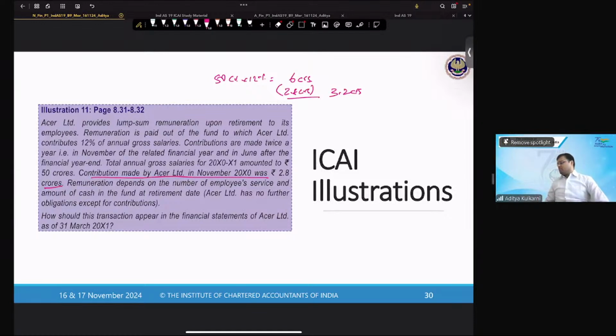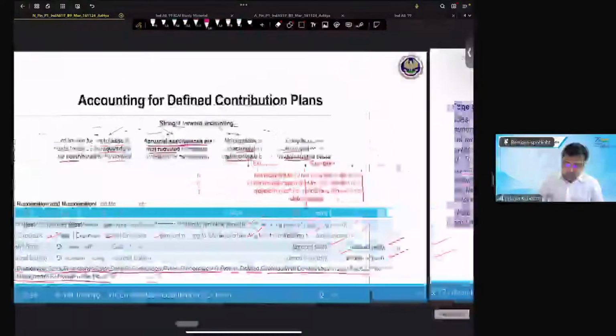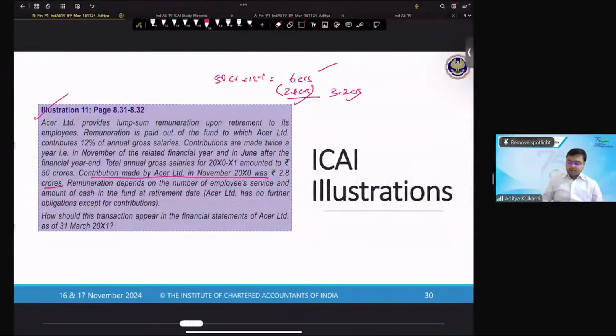So we will have to make a provision for additional 3.2 crores. So your entry will be employee benefit expense account debit 6 crores, to bank 2.8 crores, to contribution payable 3.2 crores. Are we able to understand? Yes, sir. Nothing difficult in this.